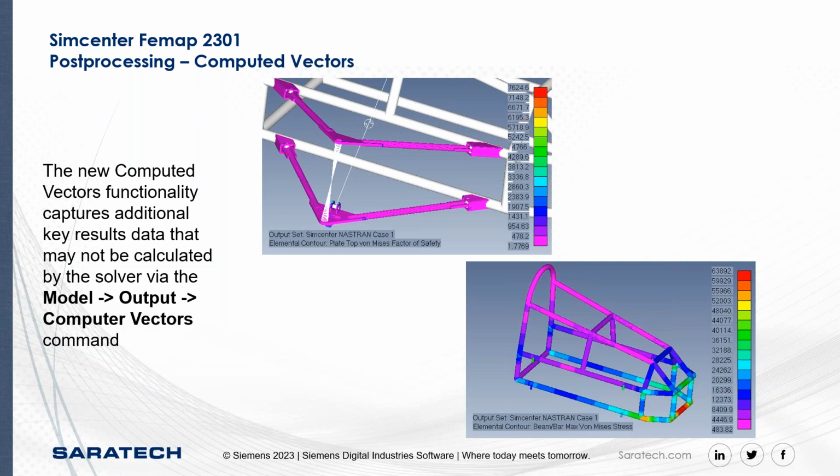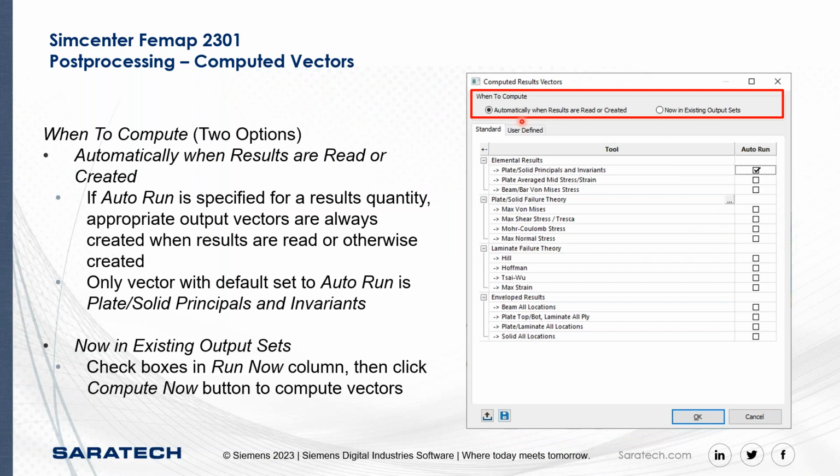And we'll walk through some of that GUI here. So there are two options. So automatically when results are read or created, as long as this is checked, if you're on automatic and auto run, you can check any one of these boxes. It'll automatically create this option to view these.